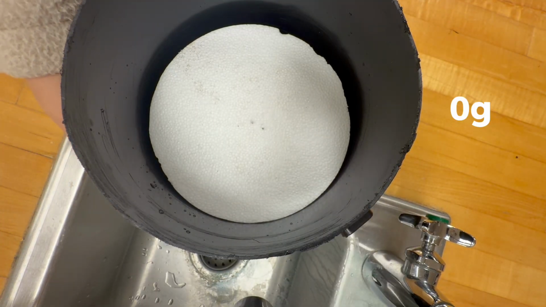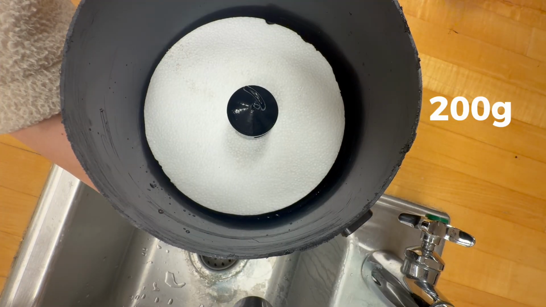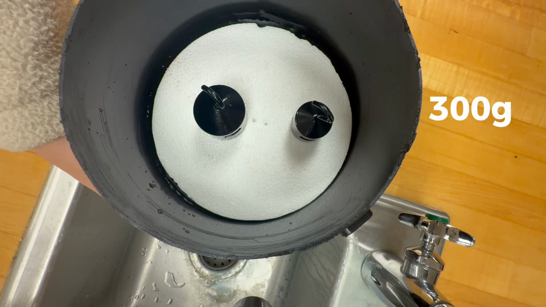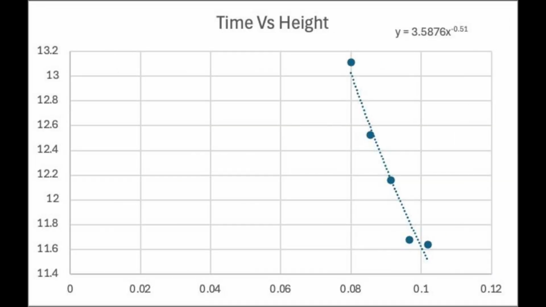We repeated the same process first with no weight, then 100 grams, 200 grams, 300 grams, and finally 400 grams. After figuring out how the added weight influences the speed, which is by increasing the initial height, we plotted the time versus the average height graph and found a percent error of only 1 for the power, since the expected value was negative 0.5.